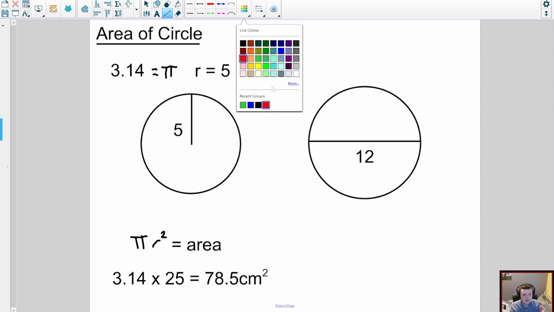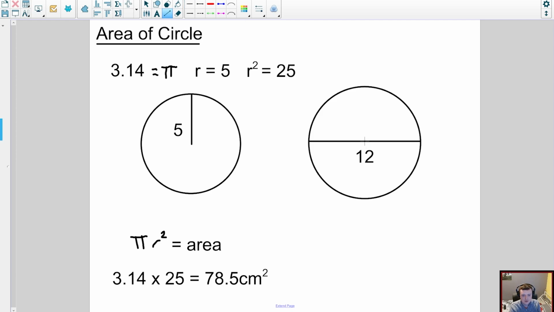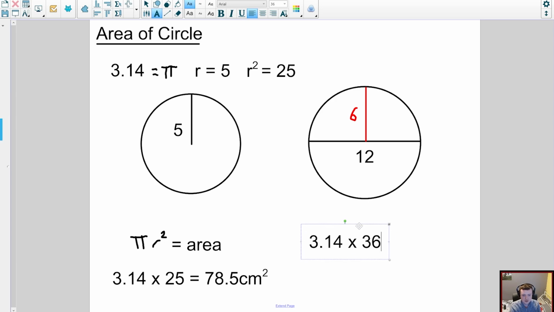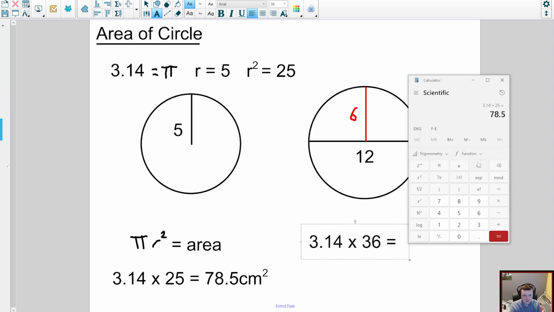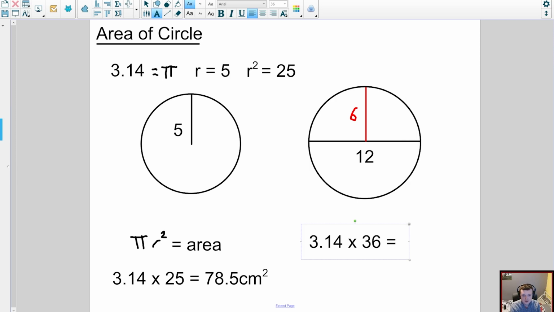So what I'm going to do, and you could do this as well, is draw a radius in. I'm going to label it 6. So I know that the radius is actually 6. Going back to my formula then, I'm going to have 3.14 times 6 squared, well 6 sixes are 36. So 3.14 times 36 on my calculator is 113.04, which I'm not going to round. Make sure you don't round it too early. And that's going to be centimeters squared as well.